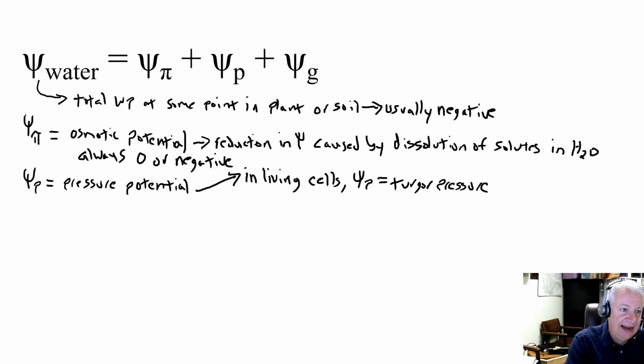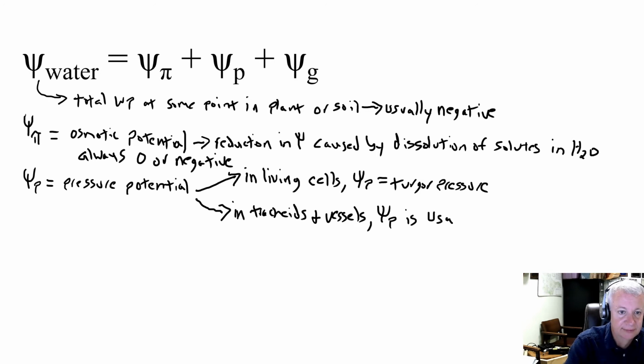Now in tracheids and vessels, psi p is usually negative. So in dead water conducting cells like tracheids and vessel elements, the value of psi p is usually negative. And I'll elaborate on negative pressures in a little bit. Negative pressures are really weird, actually. For now, just know that psi p can be either positive or negative. It's positive in living cells. It's negative in dead water conducting cells like tracheids or vessel elements.